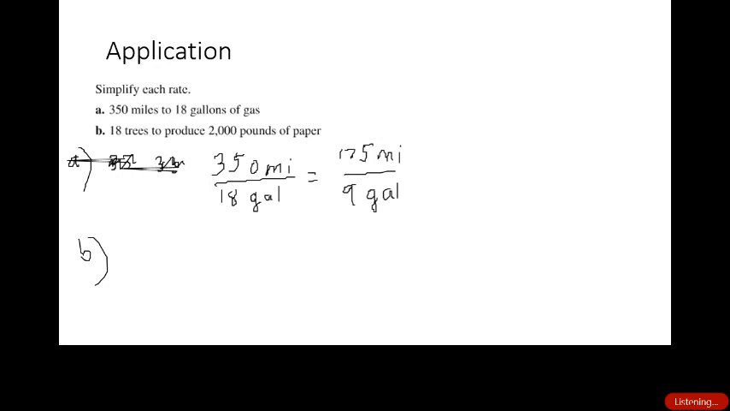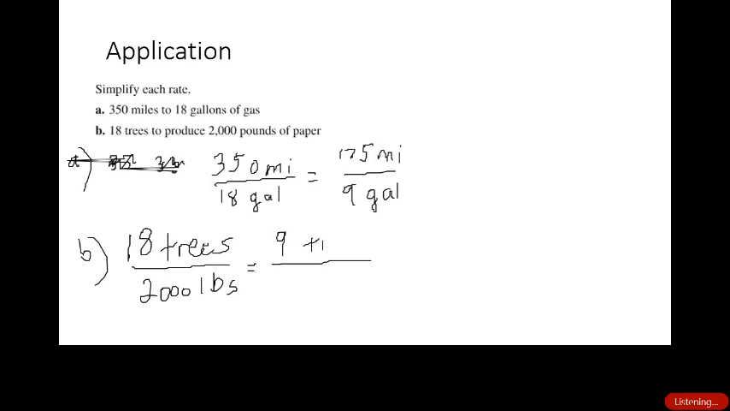So we're going to represent this as a ratio. We're going to put the 18 trees in the numerator, and we are going to put the 2,000 pounds in the denominator. Then we are going to simplify this. 18 and 2,000 are both even numbers, so we're going to divide them both by 2. So 18 divided by 2 is 9 trees per 1,000 pounds of paper. And since the units are not the same, we are going to keep the units.